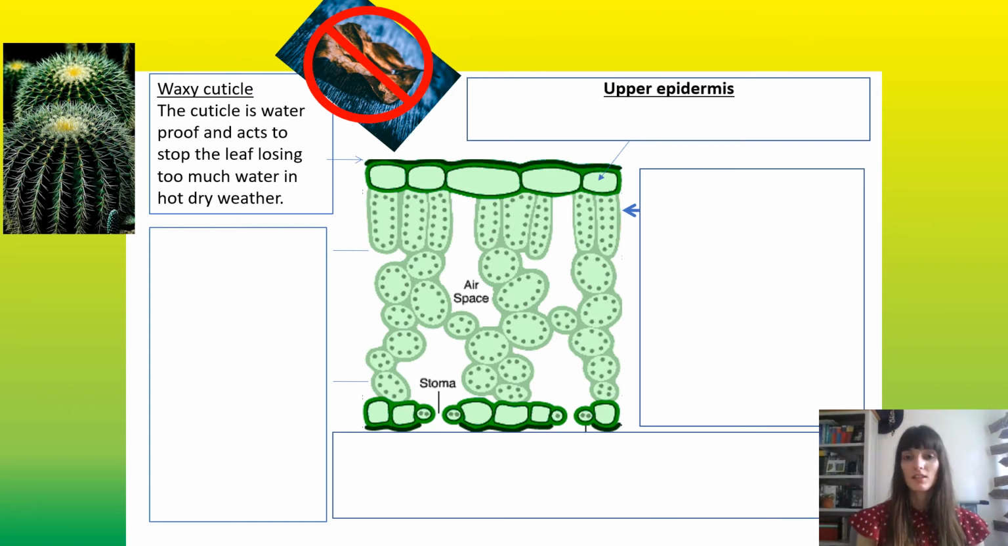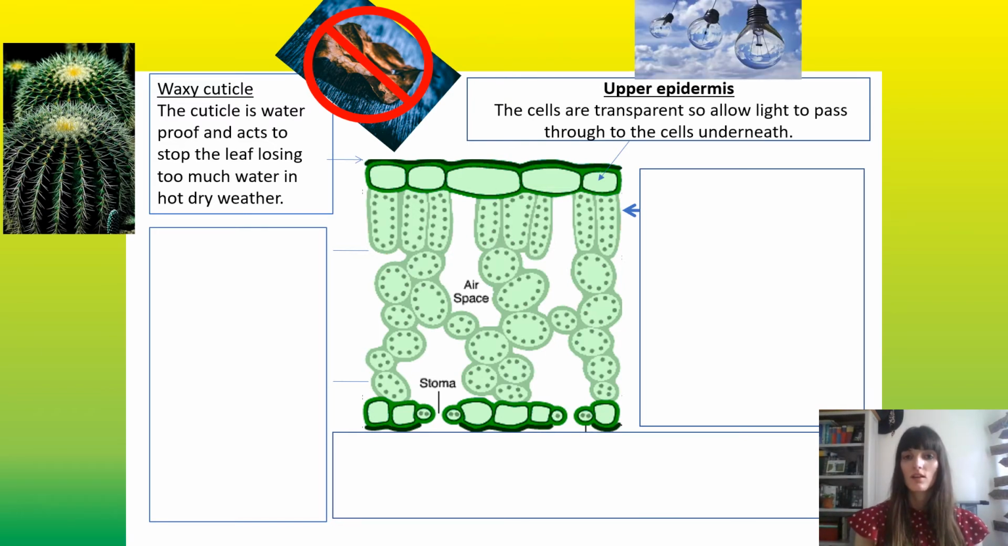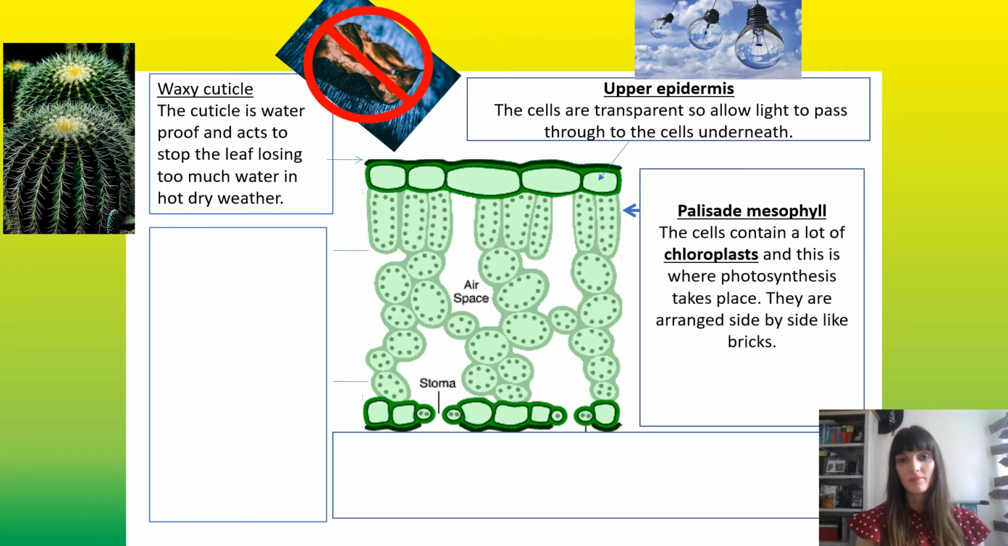The next section is the upper epidermis. So immediately under the waxy cuticle there's a layer of cells, and these cells are quite transparent and allow most of the light that strikes them to pass through to the cells underneath. So remember that word transparent means it lets light through. The next section is the Palisade Mesophyll. The cells contain a lot of chloroplasts, and this is where photosynthesis takes place. The cells towards the upper surface of the leaf are shaped like bricks, and they're arranged neatly side by side, and they're called the palisade cells.